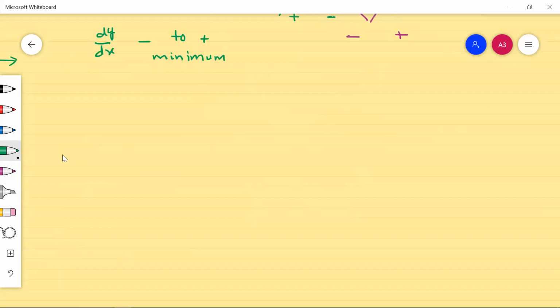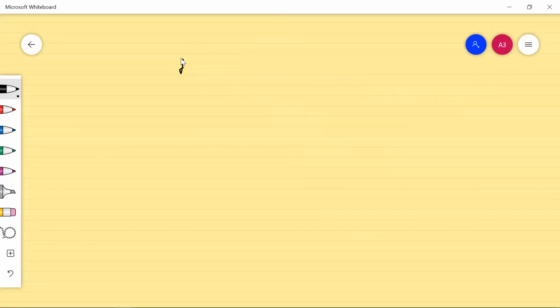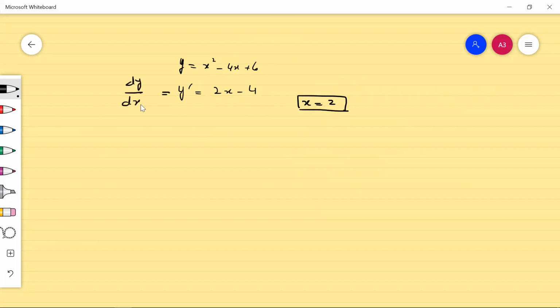Now let's take an example. The same quadratic function which we took above, x square minus 4x plus 6. So y prime is 2x minus 4, and the stationary point was x is equal to 2. This was our stationary point, and this is dy over dx. So you have to check the sign of the slope before this point and after this point. Before this point, we take the value x is equal to 1.9, and after this point, you can take the value 2.1.